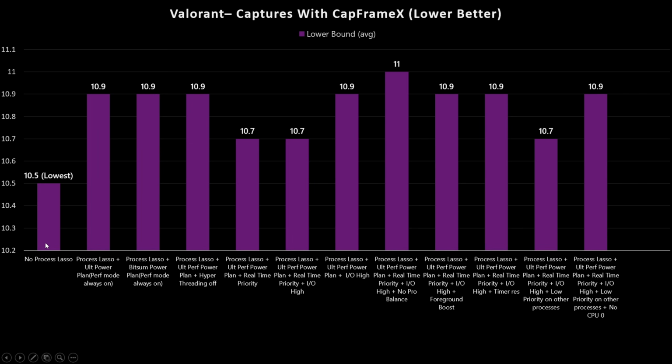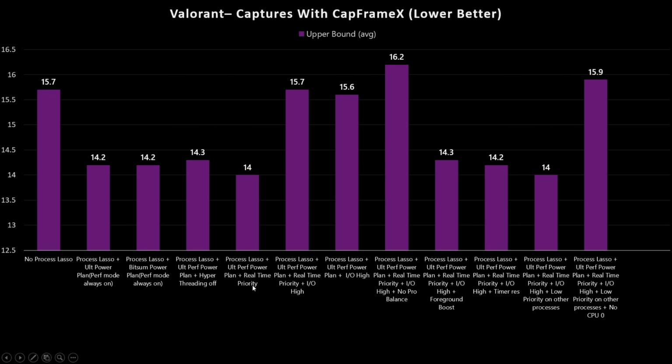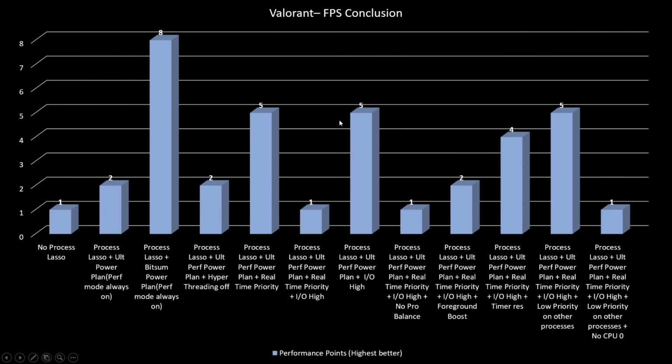The lower bound was better without Process Lasso. The expected was better with Process Lasso, Ultimate Performance Plan, and Real-Time Priority. And the upper bound was better in Process Lasso, Ultimate Performance Power Plan, and Real-Time Priority, and with all options together except the no CPU 0. So based on the results, the best option is Process Lasso plus Bitsum Power Plan with performance mode always on.